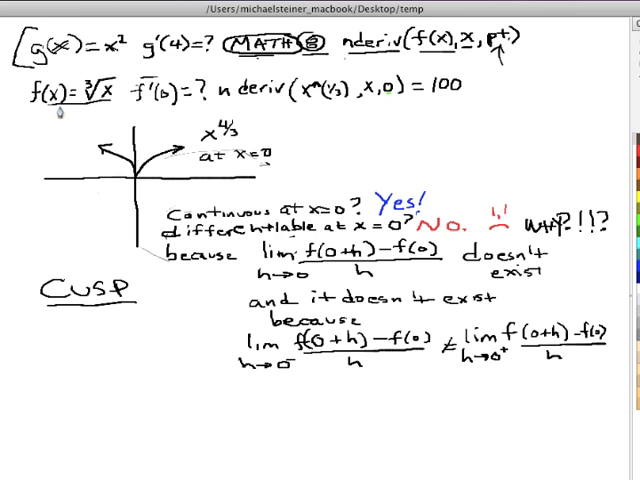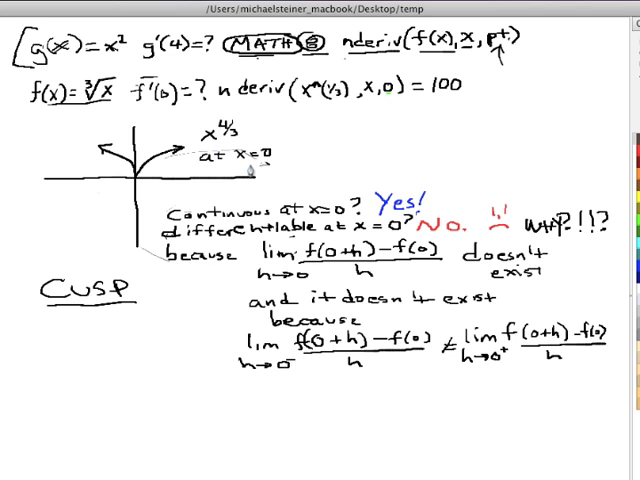Okay, the next one is f of x is equal to cube root of x. Watch my other video of why this 100 answer kind of really made me upset and made me have to make the last video.